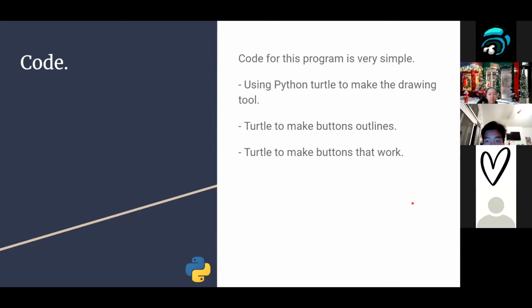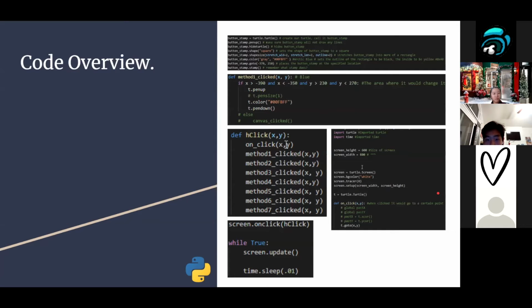The code I use for this project is very simple. It's broken up into 5 parts, but basically I use Python Turtle. Python Turtle is a simple drawing thing you could use with code. To make the drawing tool, I use the turtle to draw an outline, so you know where to click to change colors. And I use turtle to make the buttons, so when you click, it actually works.